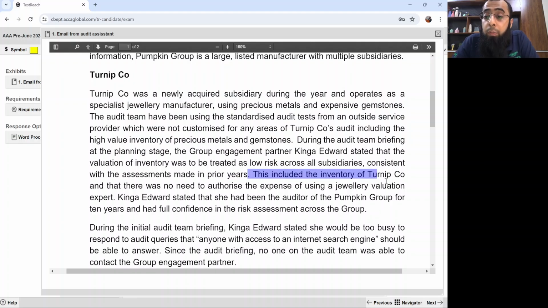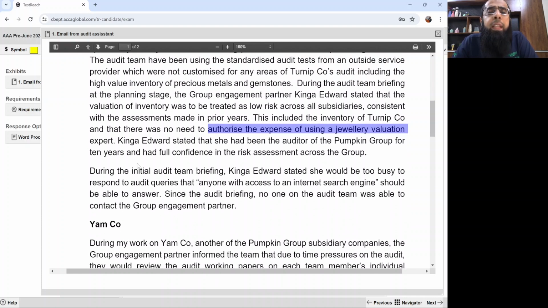This included the inventory of Turnip Company, and that there was no need to authorize the expenses of using a jewelry valuation expert. That was also not good, that wherever required, the expert should be engaged, because obviously the auditor himself cannot perform the valuation of the jewelry. Kinga Edwards stated that she had been the auditor of Pumpkin Group for 10 years and had full confidence in risk assessment across the group. This is also a concern.